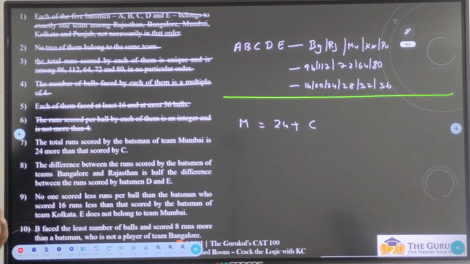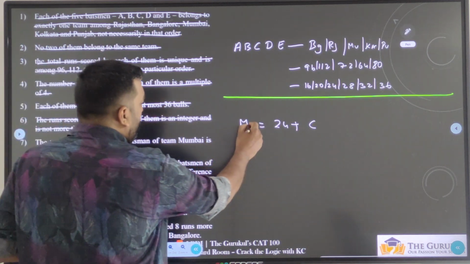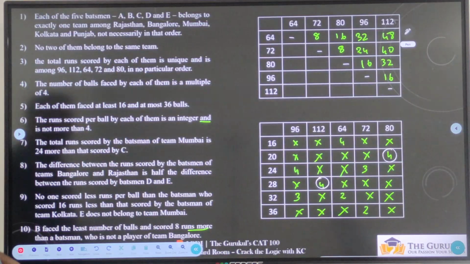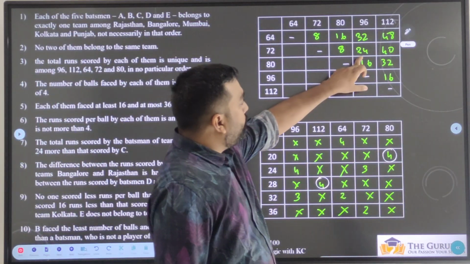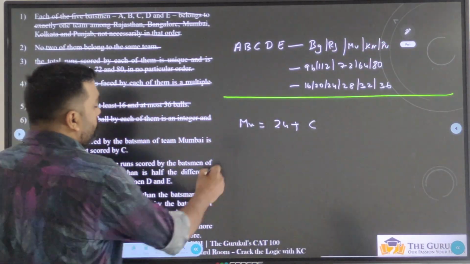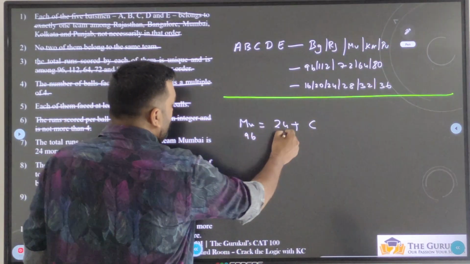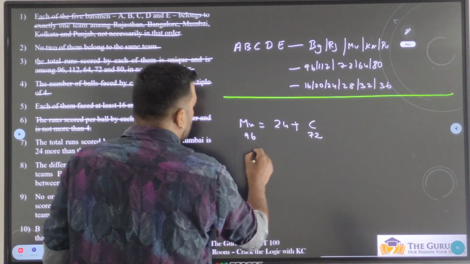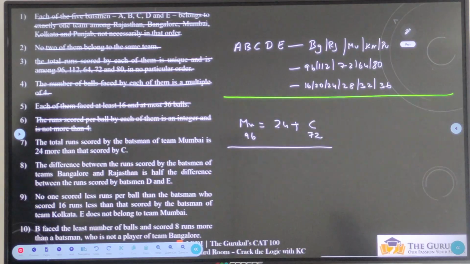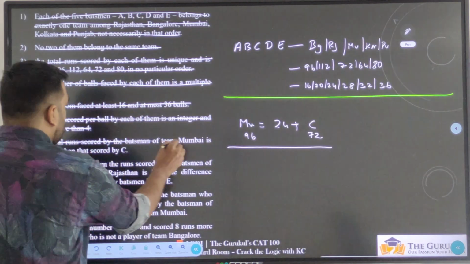Which means there are two people. One is Mumbai person and one is C. Difference between these two people is 24. Where are you getting 24 as the difference? That is 96 and 72. So Mumbai person should be 96 and this person should be 72. Clear with this? So whoever is in Mumbai or whoever got 96, we can simultaneously match the remaining one. Okay, this statement is done.